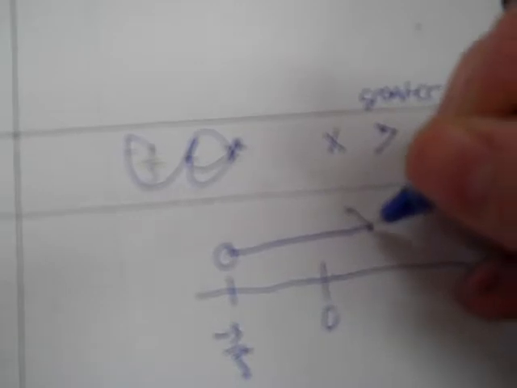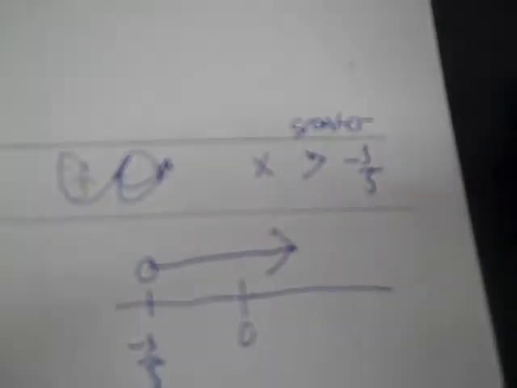Same thing here. The x is on the wrong side, so flip the sign to greater than, and then just copy your x on that side and copy negative 3/5 on the other. So x is greater than negative 3/5. You can be greater than, but not equal to.